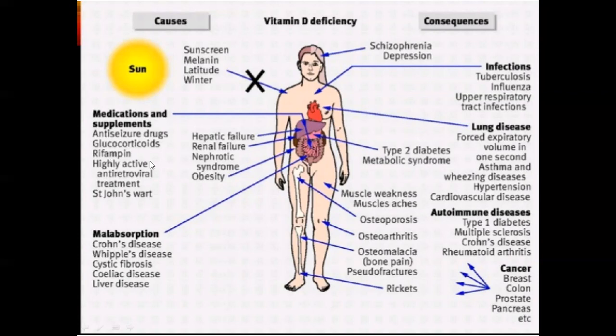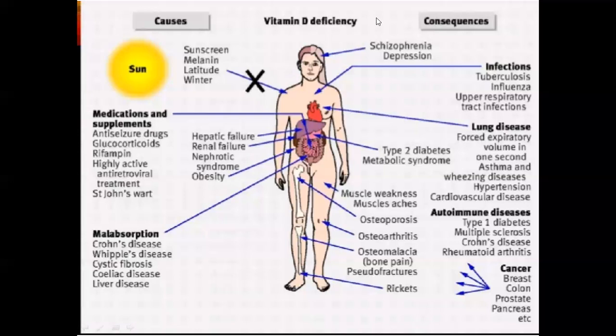Medications and supplements: anti-seizure drugs, glucocorticoids, ampicillin, highly active antiretroviral treatment, or St. John's wort. Those are all medicines. Hepatic failure, renal failure, nephrotic syndrome, obesity, malabsorption syndromes like Crohn's disease, Whipple disease, cystic fibrosis, celiac disease, liver disease. They all cause vitamin D deficiency.